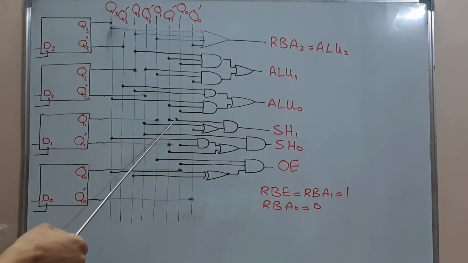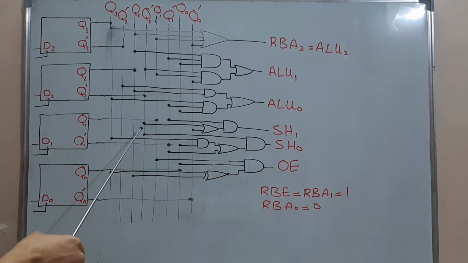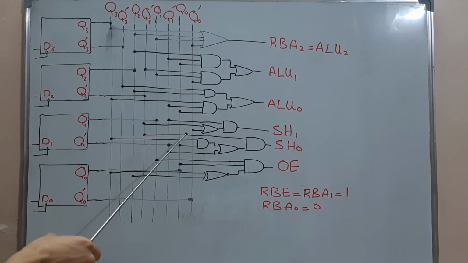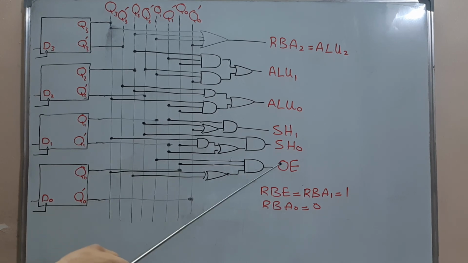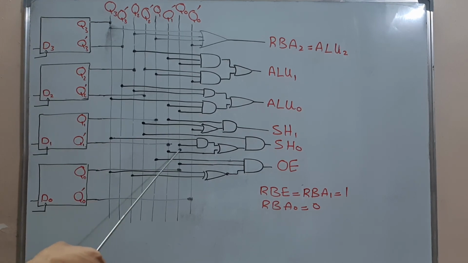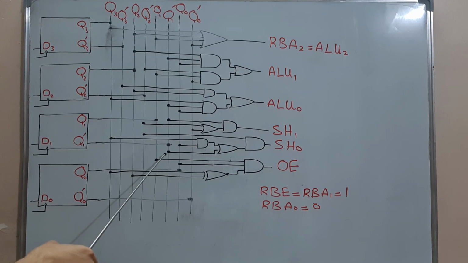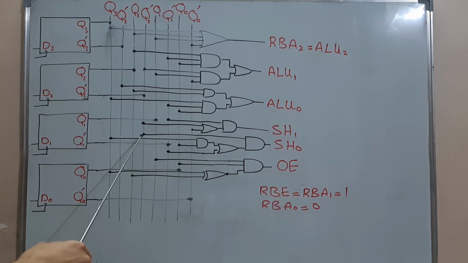Q1 bar and Q0. SH1 is equal to 1 whenever Q2 bar is ORed together with Q0 bar, and the whole is ANDed together with Q1 bar. SH0 is equal to 1 whenever Q3 is ANDed together with the Q1 and the whole, with the Q0, and the whole is ORed together with the Q1 bar, and the whole is ANDed together with Q2 bar.